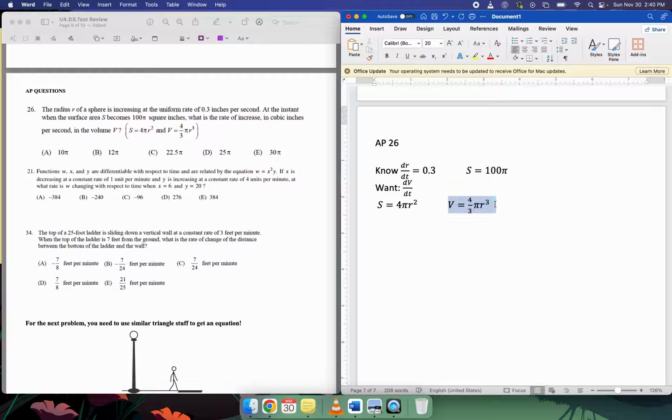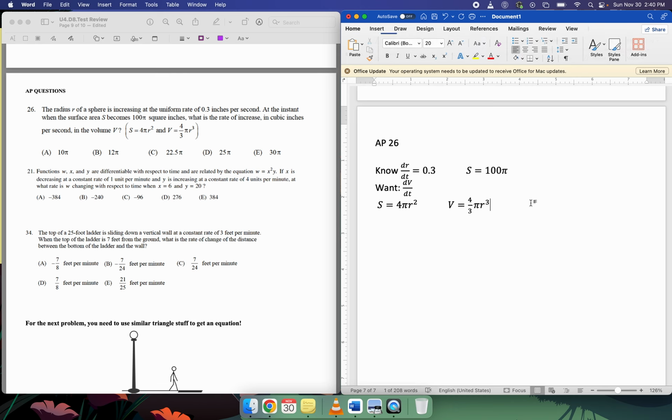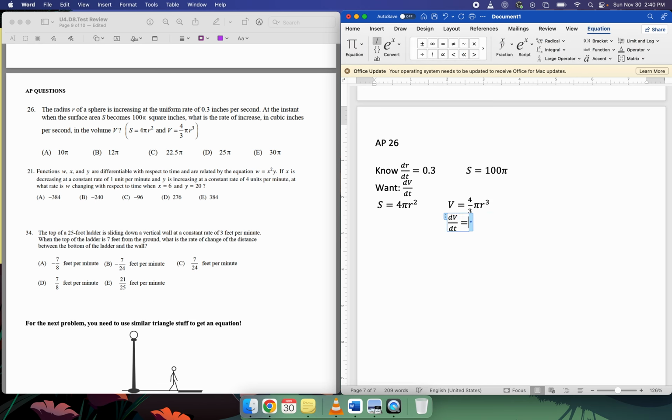Well, I'm going to need... If I take the derivative of this equation, I'll get a formula for dV/dt. So I'll get dV/dt equals, I think, 4 pi r squared dr/dt. So this is what I want, but I don't know what r is, right? I don't know what r is, and I need to find it. So I can find it by going to this equation. Interestingly, I actually don't think you need the derivative of this equation for this problem.